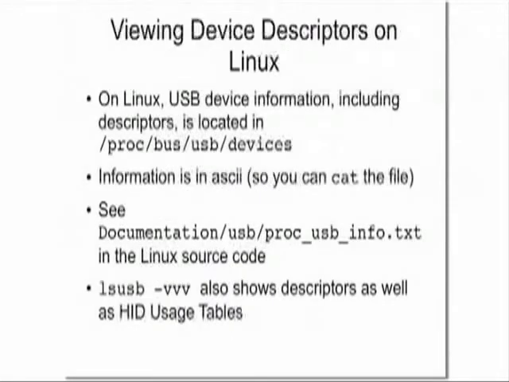But okay, so on Linux, you can do the same thing. USB device information is in /proc. This information is ASCII. You can cat it out, and there is a command, I'm not sure it's available with all Linuxes, lsusb -vvv, which will show you descriptors as well as these things called HID usage tables. The MDB thing that I just had up here with the -T option, you can get HID usage tables.